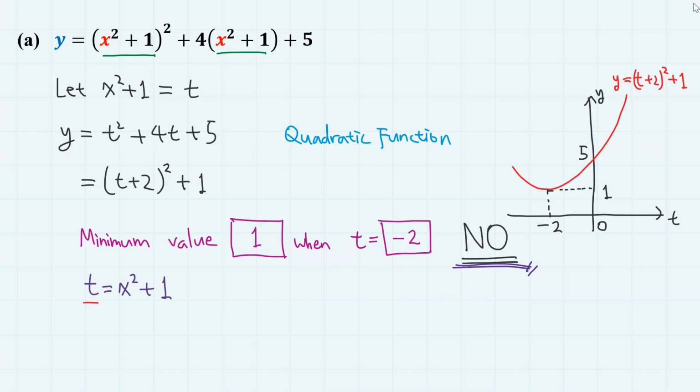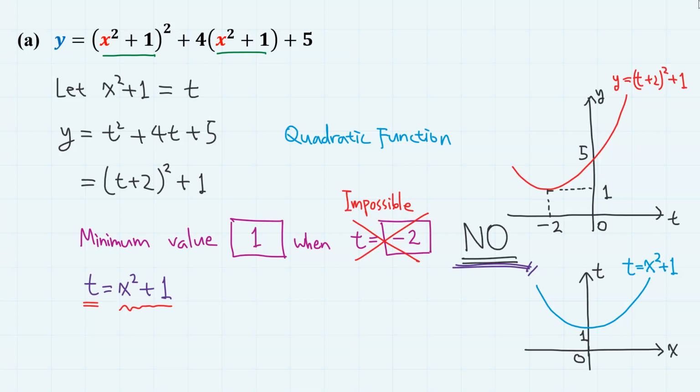The thing is, this t is x squared plus 1, so t cannot have the value minus 2. In fact, from the graph of x squared plus 1, we can find out that the least possible value that t can have is 1. Therefore, if we express y as a function of t, we have the additional condition that t is greater than or equal to 1.